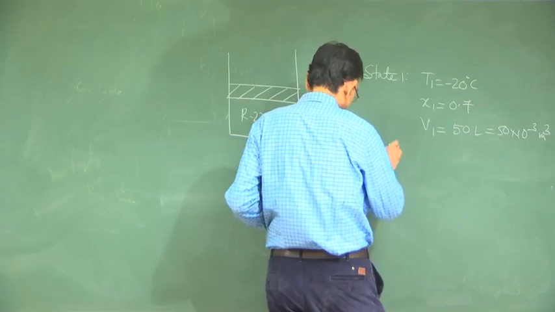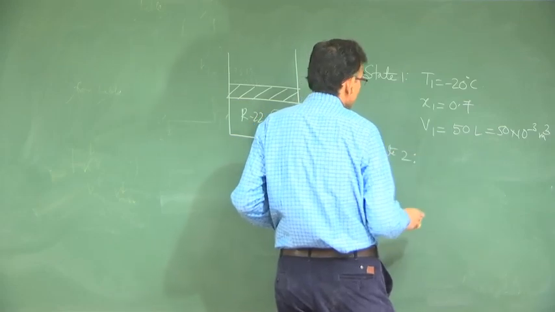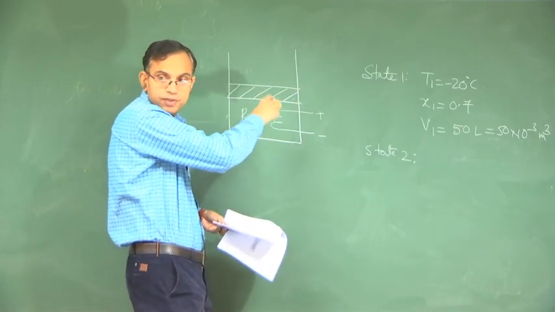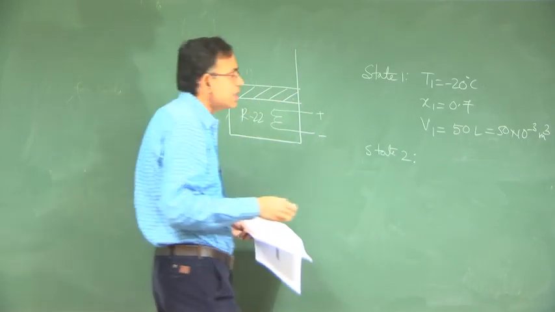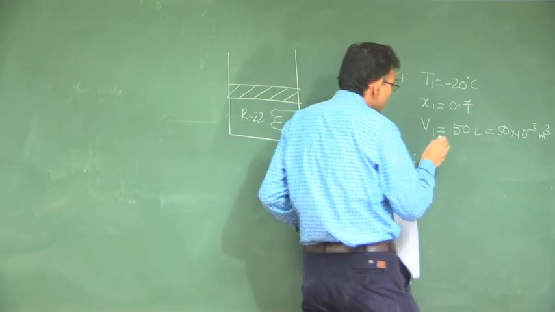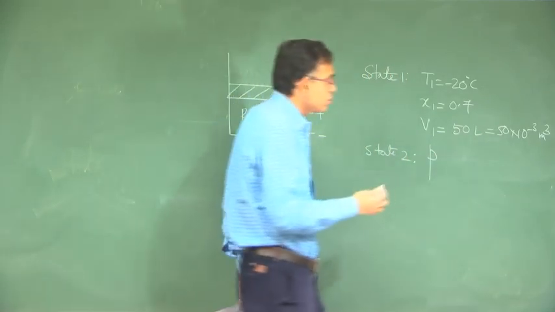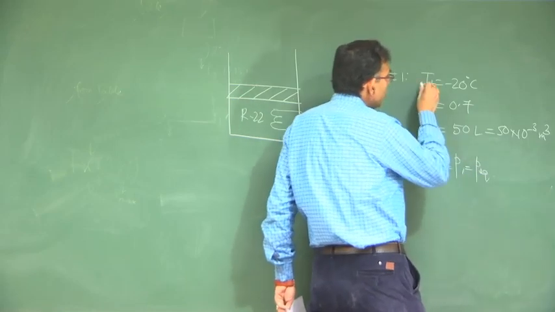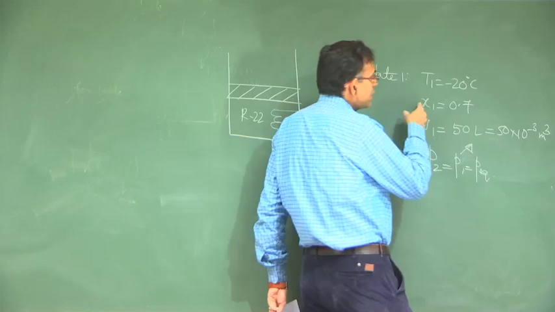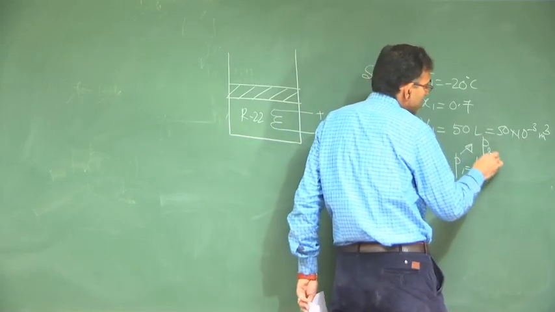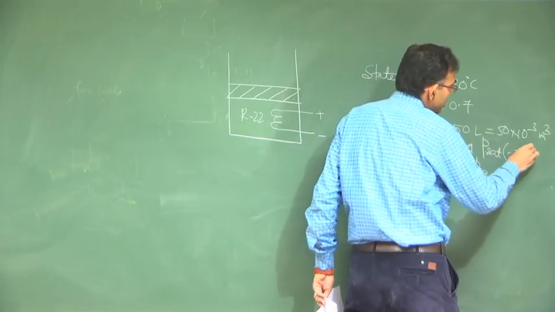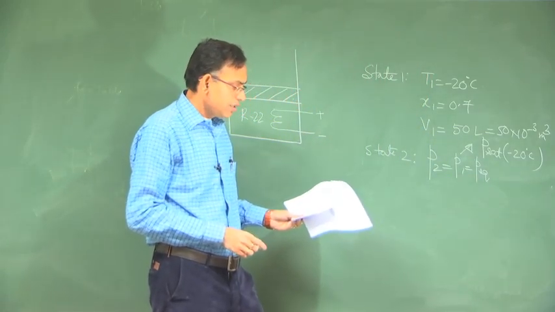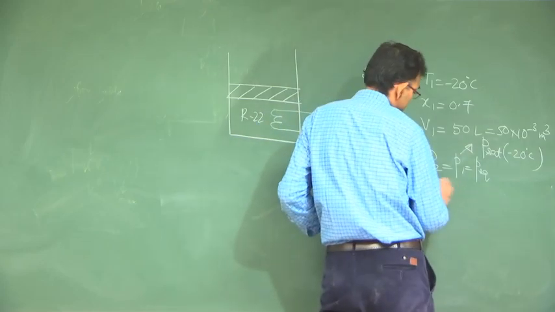State 2. See this piston, it moves, it floats freely, right. So, it is moving in a quasi equilibrium process without any change in the external resistance. So, P2 is equal to P1 is equal to P equilibrium. P1 is what? Because this is in the two phase region, P1 is saturation pressure at minus 20 degree centigrade. This is P2 and T2 is 40 degree centigrade. This is the claim.